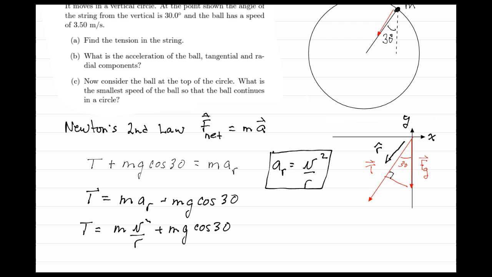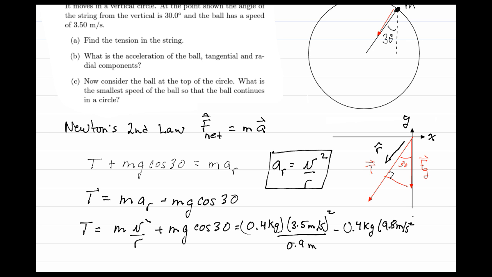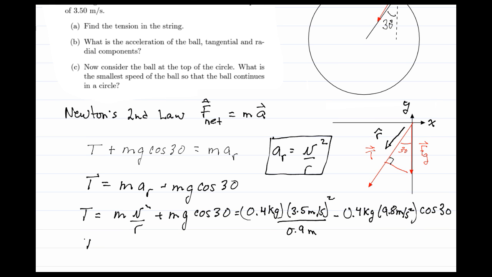Now we can plug in numbers into this. We know the mass is 0.4 kilograms. The speed, when it makes an angle of 30 degrees from the vertical, is 3.5 meters per second. That's given in the problem. And we square that, then we divide by the radius of 0.9 meters, minus the component of gravity, which is 0.4 kilograms times 9.8 meters per second squared times cosine. That theta is really 30, so why don't we just write 30 in there? Okay. Now, when I calculated this, I got the tension force to be 2.05 newtons. Okay, so that's the tension in the string.